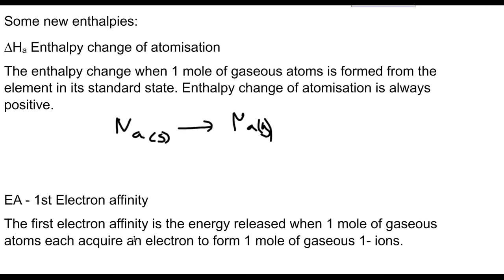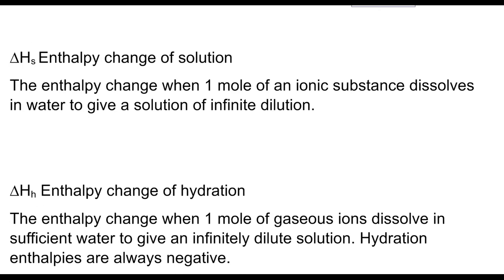Electron affinity. First electron affinity is the energy released when 1 mole of gaseous atoms acquire an electron to form 1 mole of gaseous 1 minus ions. And the example we just looked at there was 1 mole of gaseous chlorine atoms going to form 1 mole of gaseous chloride ions. Lovely. There will be a test on these, obviously.